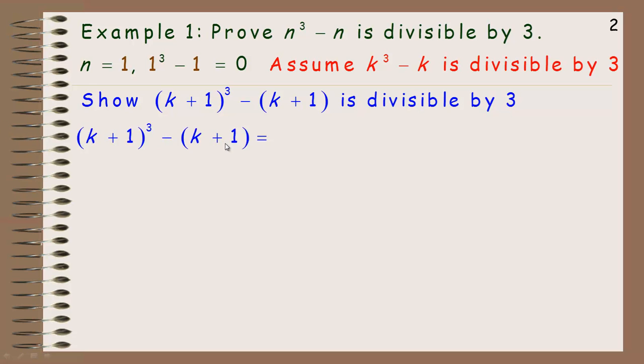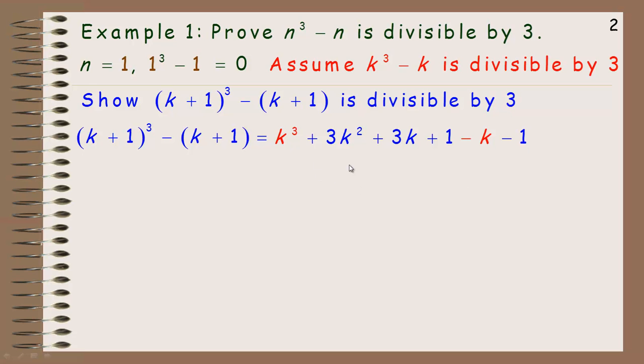Now, we'll start with this expression. I'm going to expand it out. So k plus 1 cubed is k cubed plus 3k squared plus 3k plus 1. So those first four terms are the k plus 1 cubed. And the goal of this tutorial is not to show how to expand a binomial to the power of 3, so you can do that separately. And then when we take the brackets off this, remember all those signs change, so it's minus k minus 1.